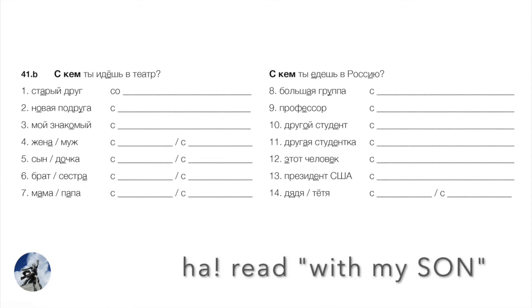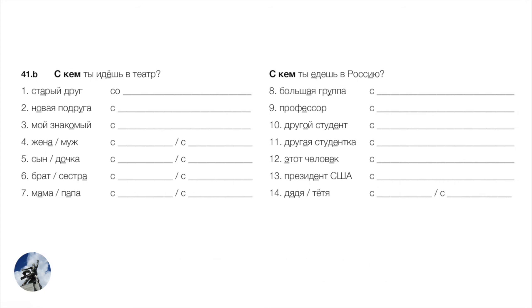Number 5, with my son, with my daughter. С сыном and с дочкой. Remember, if we hear that, we assume that the speaker is referring to their own son or daughter. Similarly, with brother and sister, с братом, с сестрой. Right, with my brother, we assume, and with my sister, or with whoever the speaker happens to be. It's their brother and sister. Number 7, with mom, with dad. С мамой, с папой. Right, those are both taking feminine endings.